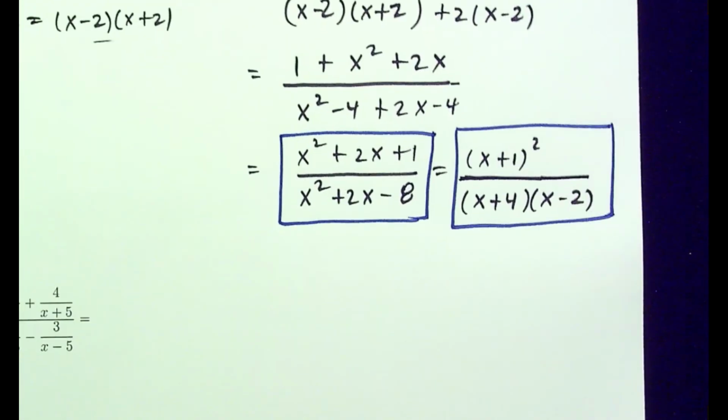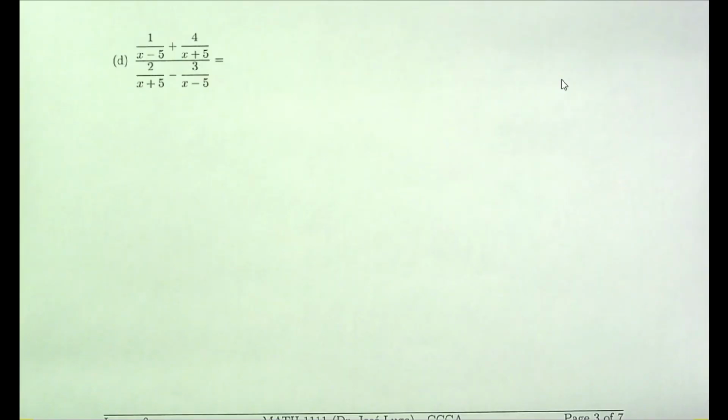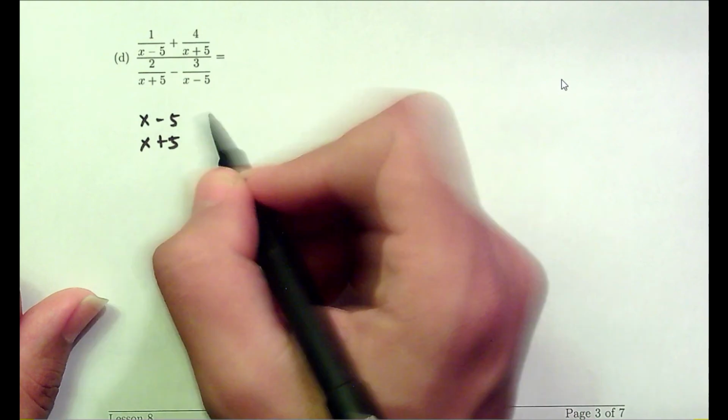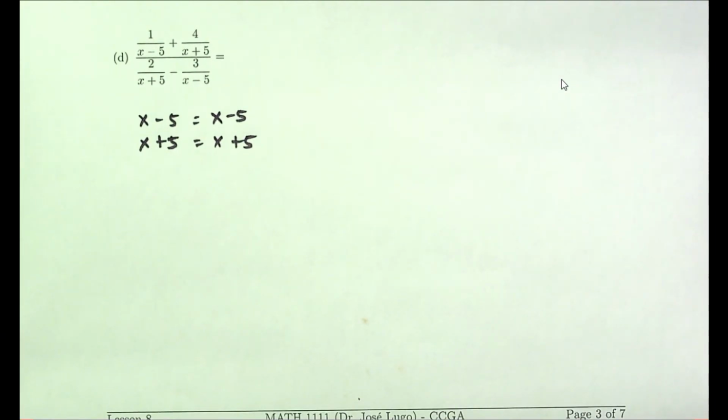Again, both are simplified, so both are acceptable as the final answer. All right, now lastly, let's do example D. First step is look at all the different denominators that you see there and factor them, because we want to find the LCD. So x minus 5 really cannot be factored, and x plus 5 cannot be factored either. So there's nothing to do there, nothing to do here. All right, so then we're ready to find the LCD.